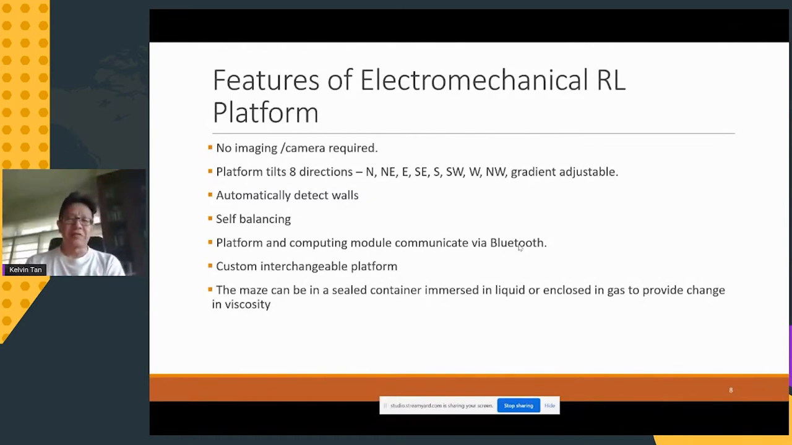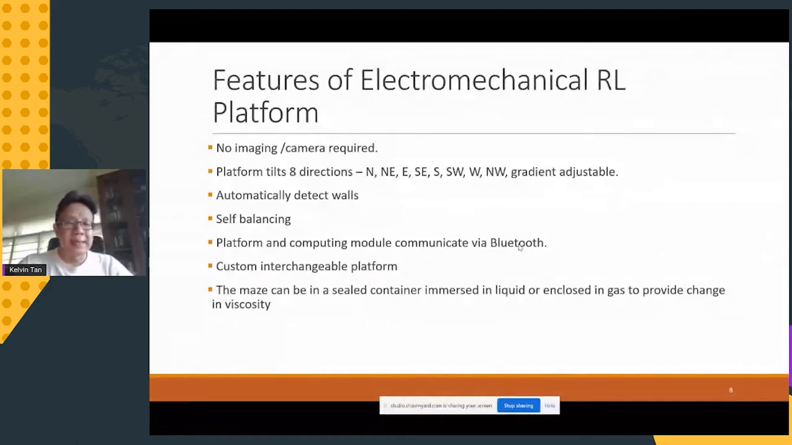So the features of the electromechanical reinforcement learning platform: it doesn't require a camera, no imaging required. The platform tilts in eight directions, which I will explain a bit more later. In order to get the ball to move within the platform, it needs to be tilted. The ball itself doesn't self-propel like robots, but is driven by gravity in a certain direction based on the tilt of the platform. The algorithm also has a feature to automatically detect walls, and the platform has a self-balancing feature. The platform and computing module communicate via Bluetooth.